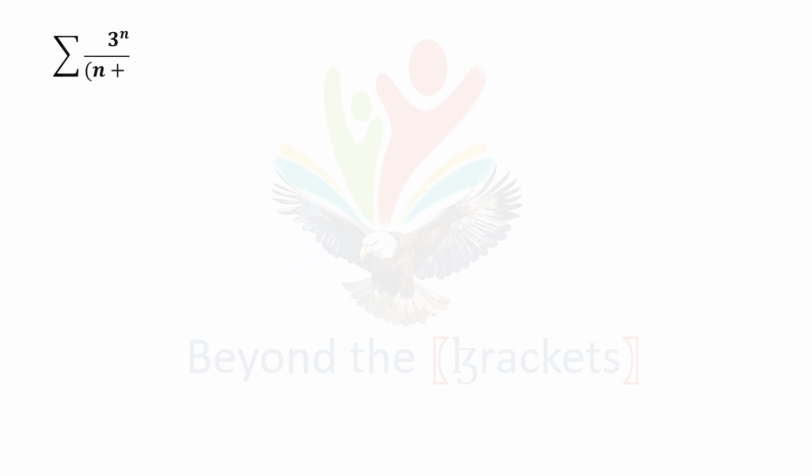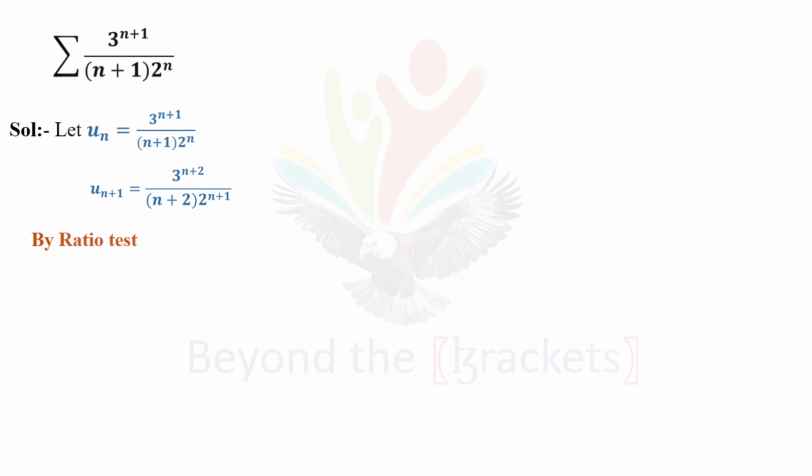Moving on with the next problem. Here un is 3 power n plus 1 by n plus 1 into 2 power n. Un plus 1 will be obtained by replacing n with n plus 1. So we get un plus 1 as 3 power n plus 2 divided by n plus 2 into 2 power n plus 1. To apply the ratio test, take the ratio of un and un plus 1. So un is 3 power n plus 1 by n plus 1 into 2 power n. Since un plus 1 is in the denominator, we multiply its reciprocal to get n plus 2 into 2 power n plus 1 by 3 power n plus 2.